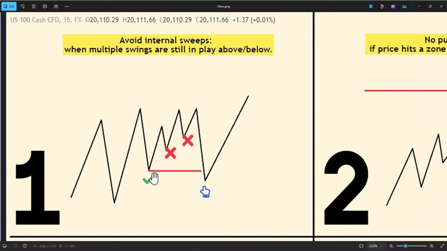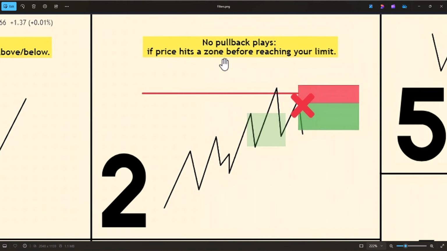The second reason is this is a higher time frame low, and price will likely not go below it. So this is the last low to take before trading to the upside. So first filter, avoid internal sweeps. Now let's move on to the next filter.